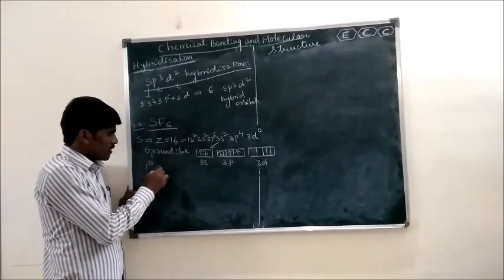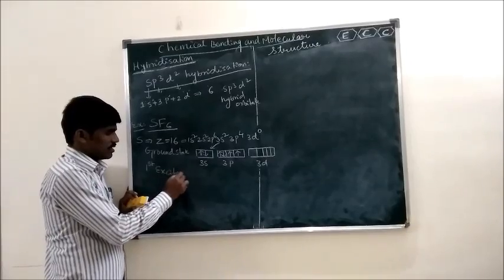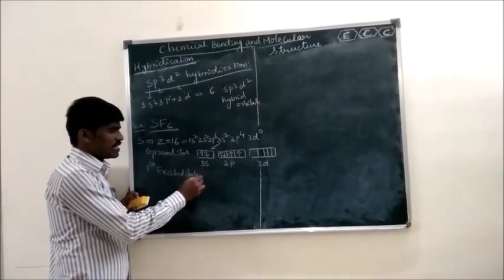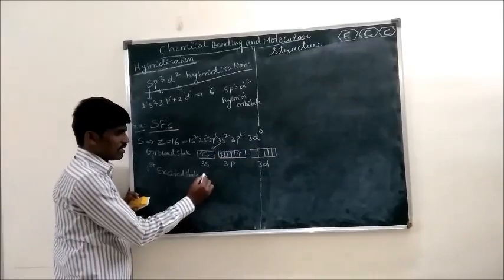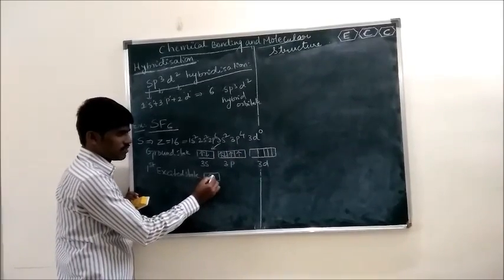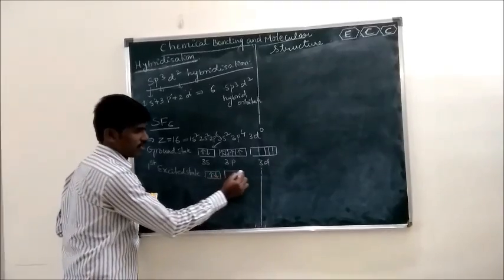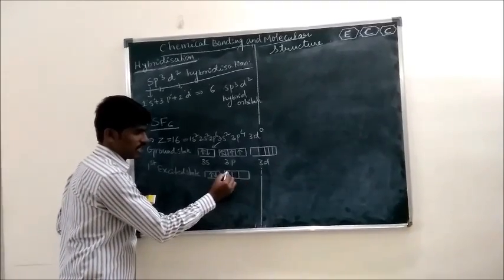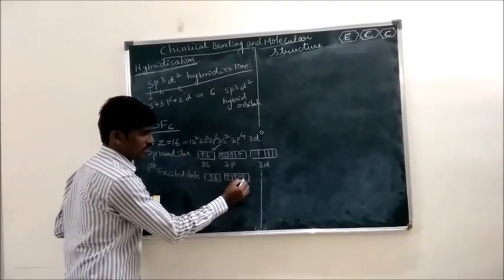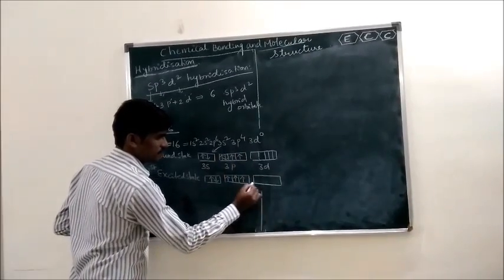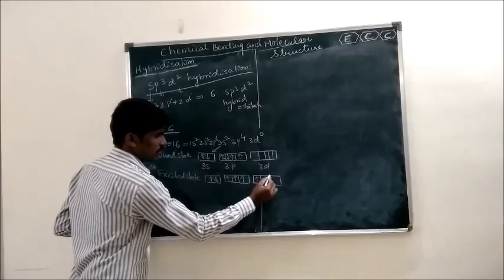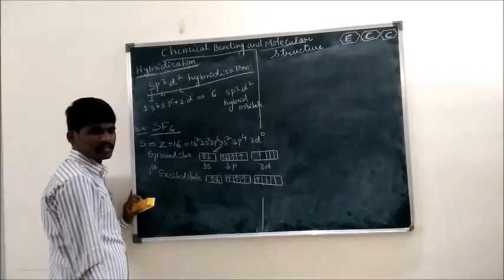Now let's go to the first excited state. In the first excited state, what will happen? A 3p electron is promoted to 3d. 3s remains the same, it will have 2 electrons. And in 3p, you will get 3 unpaired electrons as 1 electron is promoted to 3d. Remaining all these are vacant.